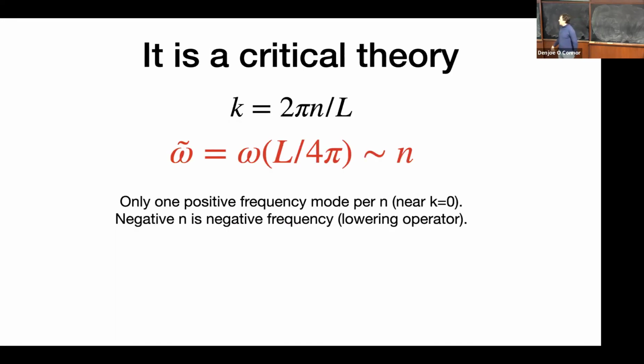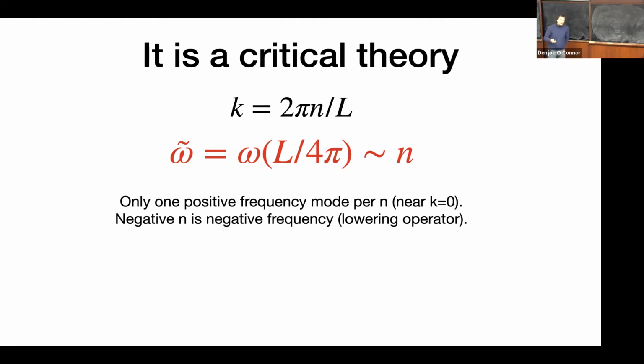It's a critical theory now, in the sense that since omega goes to 0 at k equal to 0 and pi, you can actually put it on a finite volume and do a low frequency calculation. And then there's essentially only one positive frequency per node n, that's going to be the left mover.